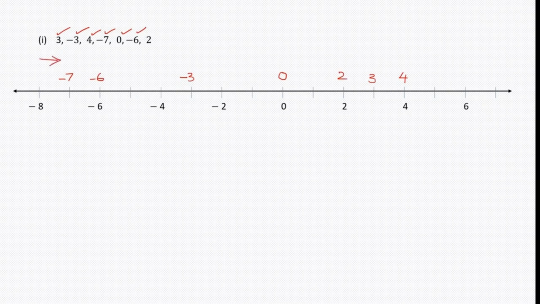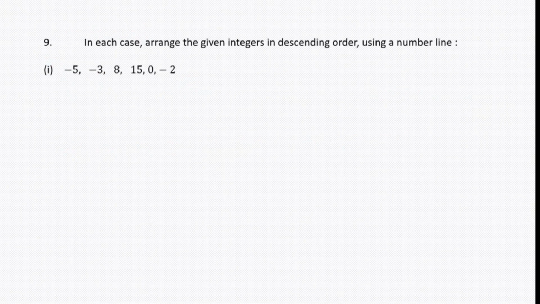Ascending order is from left to right. So let's start. Minus 7, minus 6, minus 3, 0, 2, 3, 4. We've arranged our numbers in ascending order.